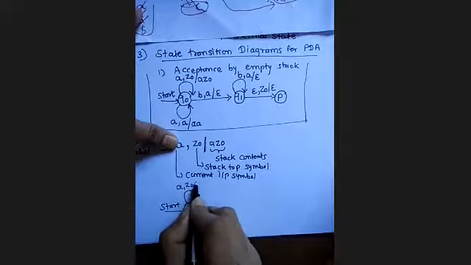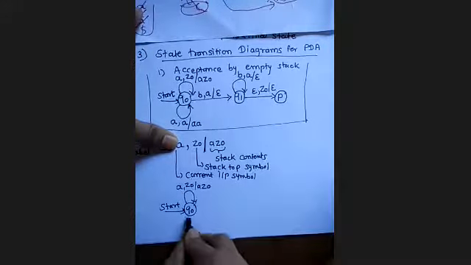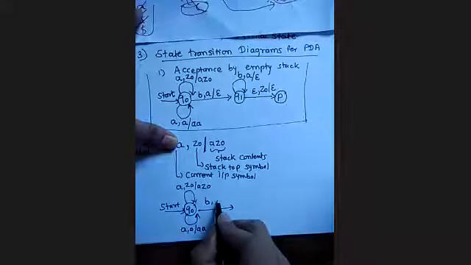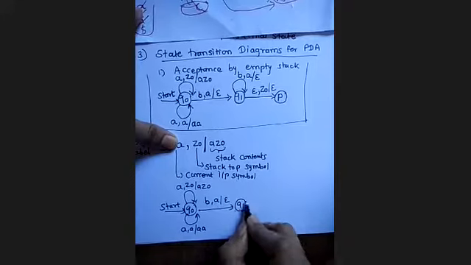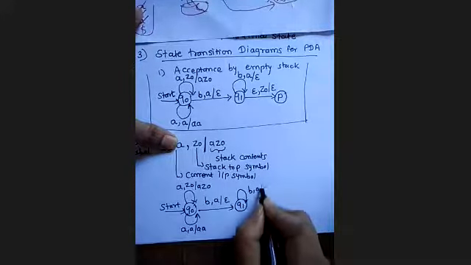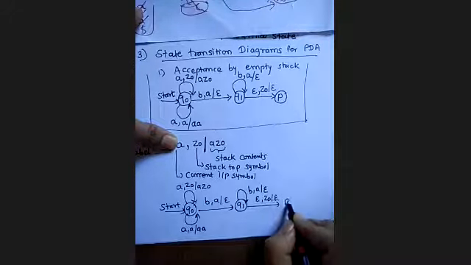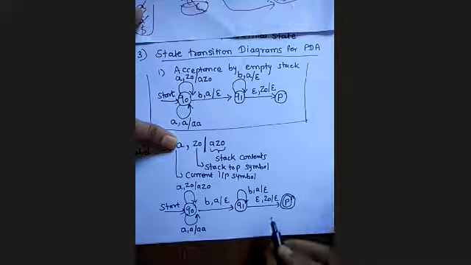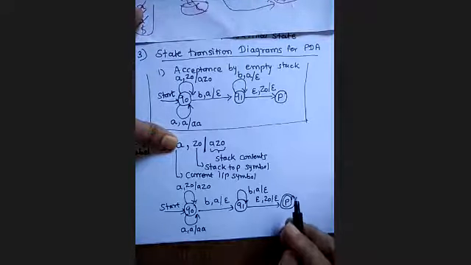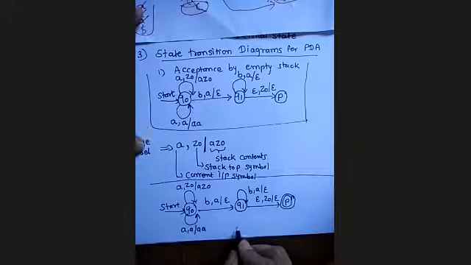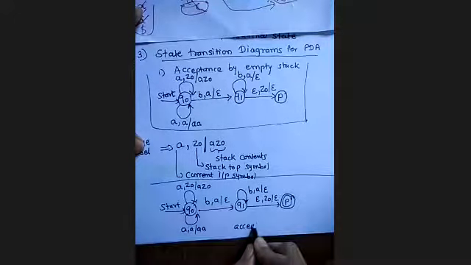Draw this. And we'll show this as a final state. Okay, so in this case, what happens? Your stack may or may not be empty. But if you reach the final state, then it is accepted. So this is the second way. What is this way? Acceptance by final state.